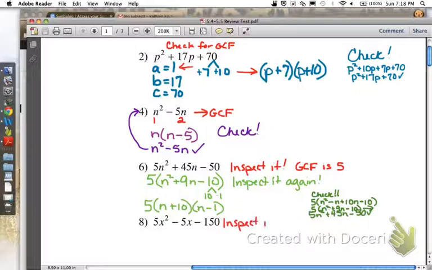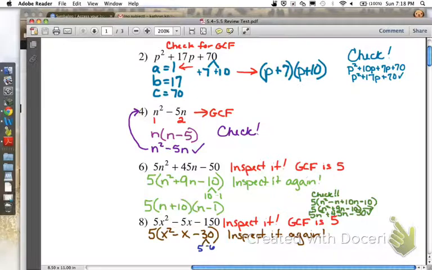And number 8, again, I always say inspect it. Do you see something common to every term? And again, the GCF is 5. When we factor out 5, once again, it's like number 6. We want to inspect the trinomial. And since x squared is single, all we have to do is take factors of negative 30 that will add up to negative 1. They are 5 and negative 6. Again, don't drop off that 5.